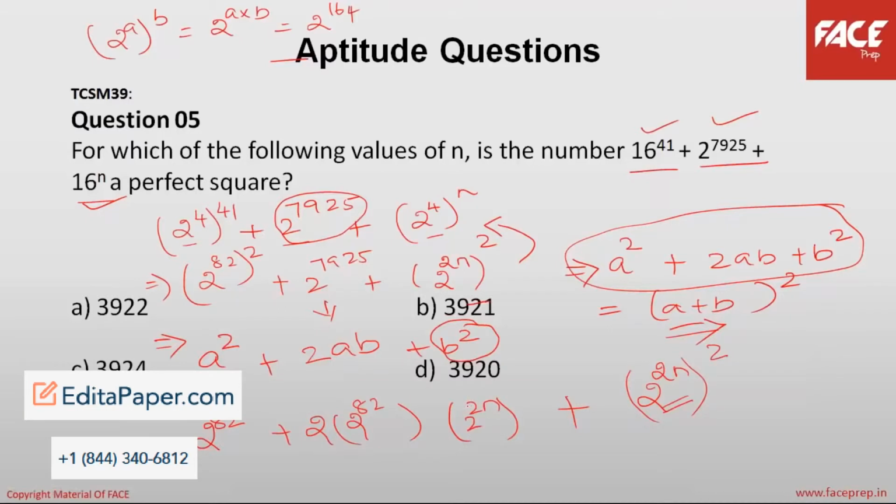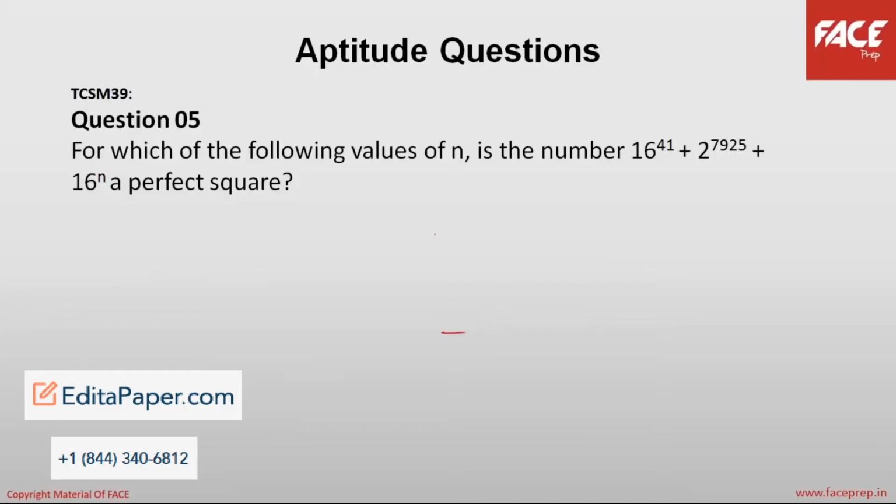So now just taking the next slide. Hope you guys understood this. So it is very evident that I know the value of a, I know the value of 2ab also, but I don't know the value of b square. Now is it not easy to find the value of b when I equate 2ab, which is equal to 2 power 7925? Yes, correct, because we know the value of a. So 2 into 2 power 82, which is the value of a, and b's value is 2 power 2n. This is what we know, which is equal to 2 power 7925.